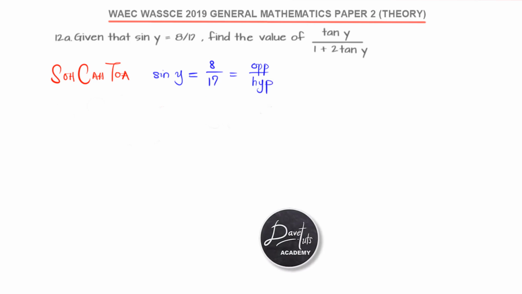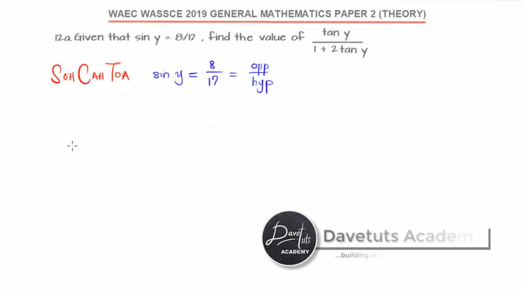Given that sin y is 8 over 17, we have to find the value of tan y over 1 plus 2 tan y. Now, we are seeing sine and we are seeing tan. So this is a classical example of our trigonometric function SOHCAHTOA. Because you know that sin y, which was given as 8 over 17, is actually opposite over hypotenuse.